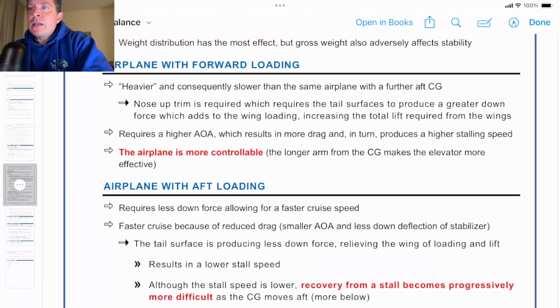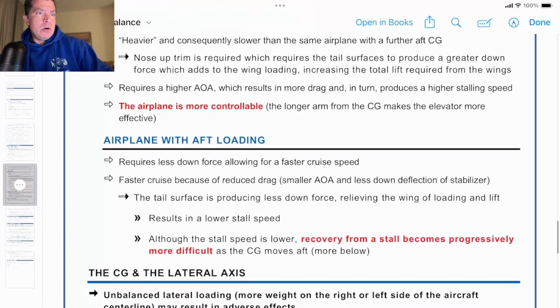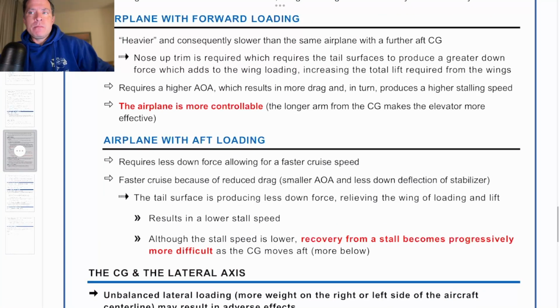All right, so let's look at an airplane with aft loading. All right, aft loading. It requires less downforce, allowing for a faster cruise speed. Faster cruise because of reduced drag, has a smaller angle of attack, less downward deflection of the stabilizer. The tail surface is producing less downward force and relieving the wing of loading and lift. It results in a lower stall speed.